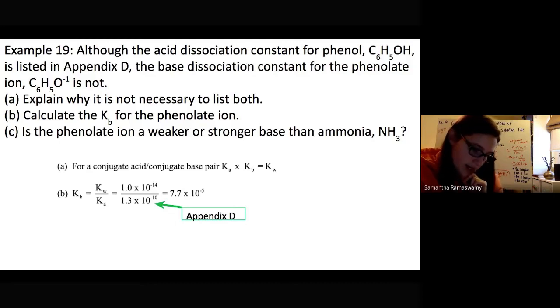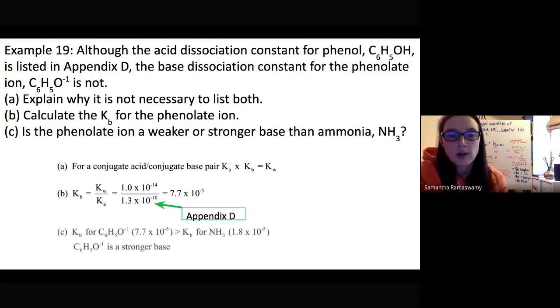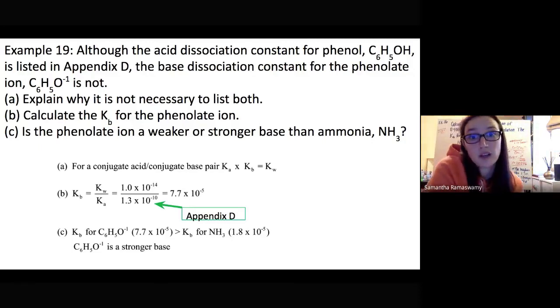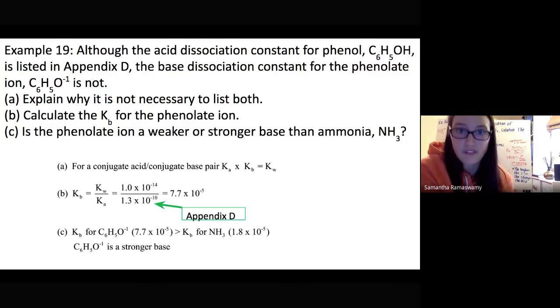Take a look at Appendix D and see what the Kb value is for NH3. You should see that it's 1.8 times 10 to the negative 5th. So when we want to compare bases, we need to compare the Kb values. If you want to look at the strengths of acids, you would compare Ka values. Because the higher the K, the more it dissociates and the stronger it is.